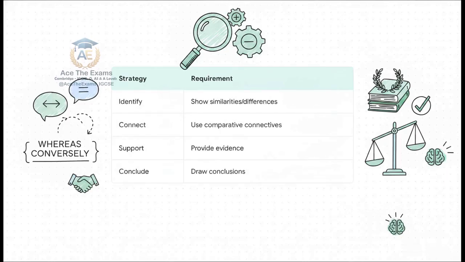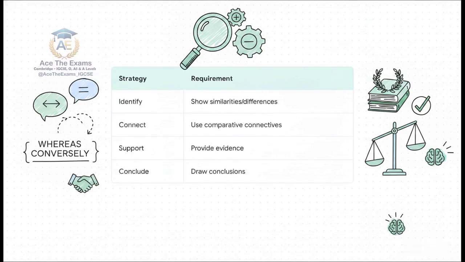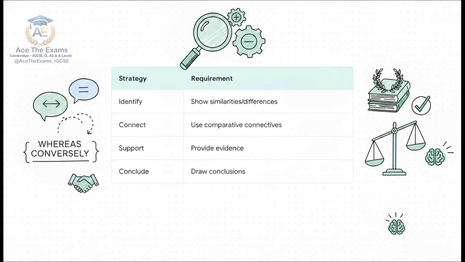Challenge 3 is speed writing. Look at this matrix. This is your ultimate cheat code for compare and evaluate questions. Identify similarities and differences. Connect them with comparative words like whereas or conversely. Support with evidence and conclude. Let's do a 30-second mental speed writing drill. Compare linear and polynomial regression for a highly fluctuating dataset.